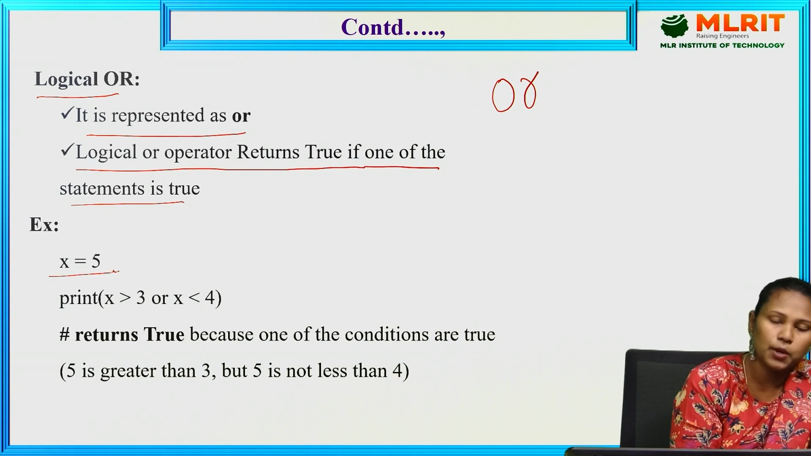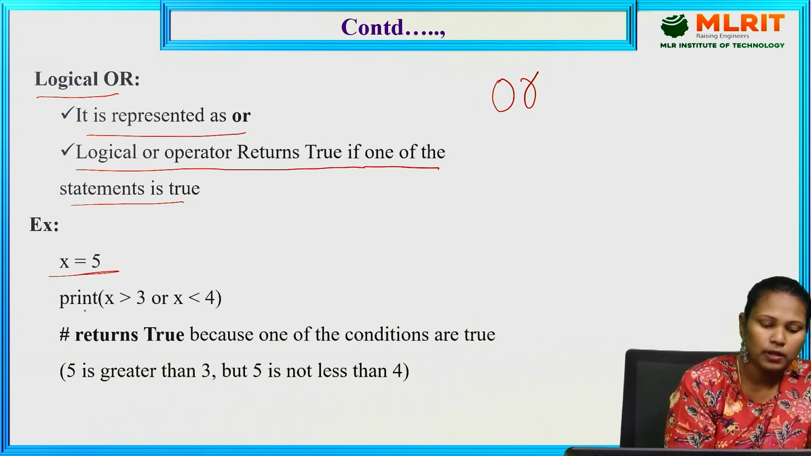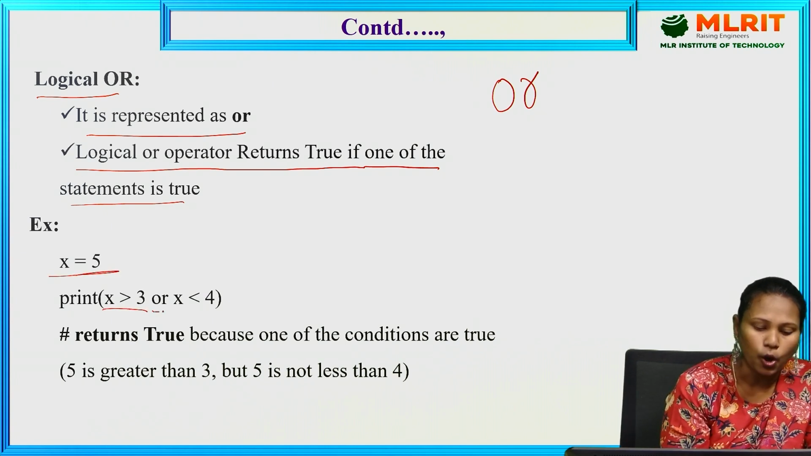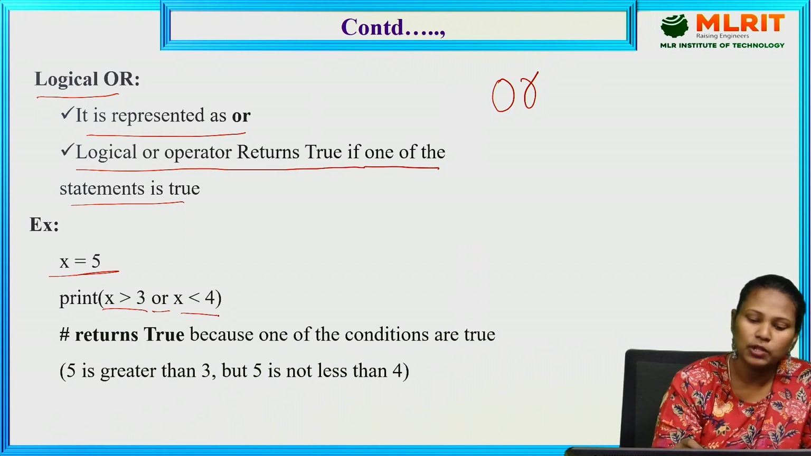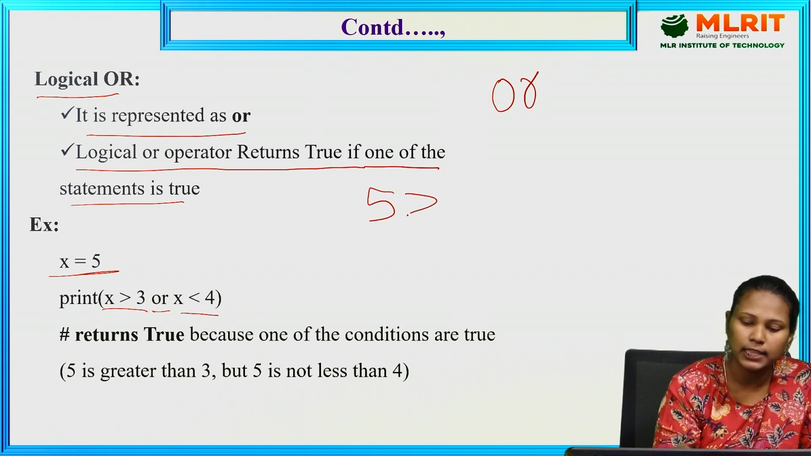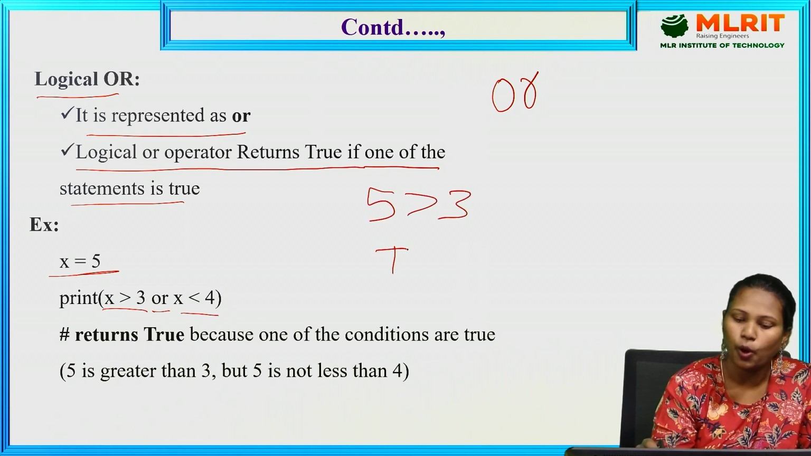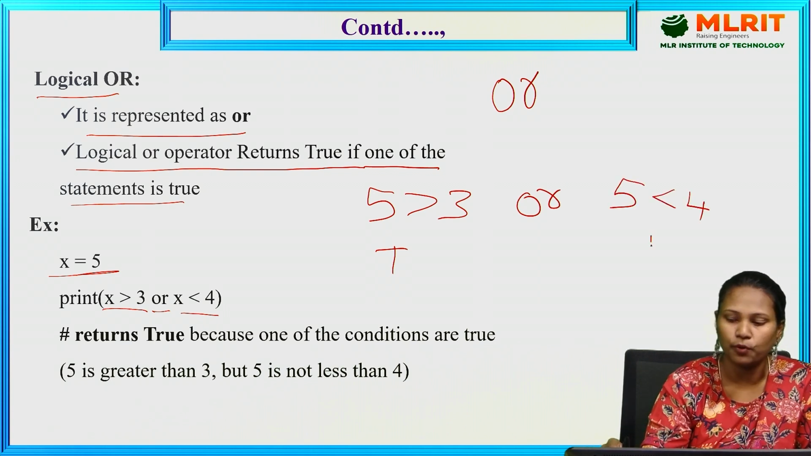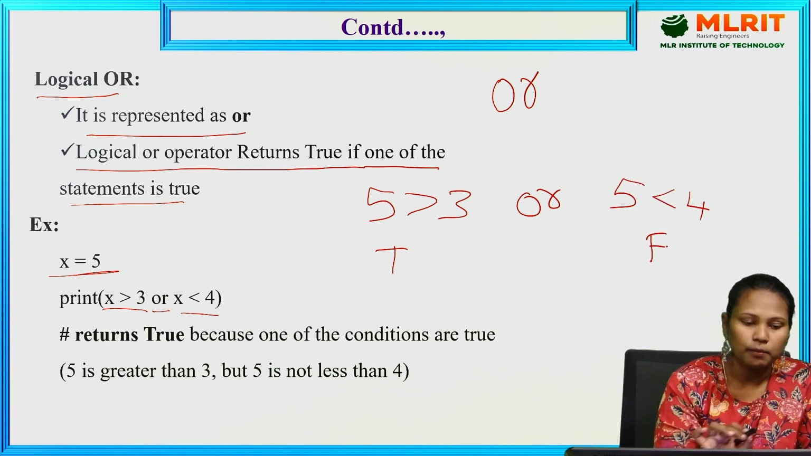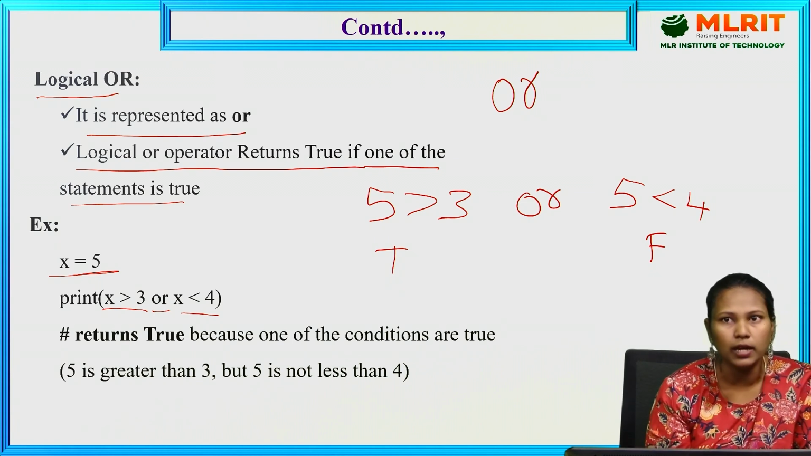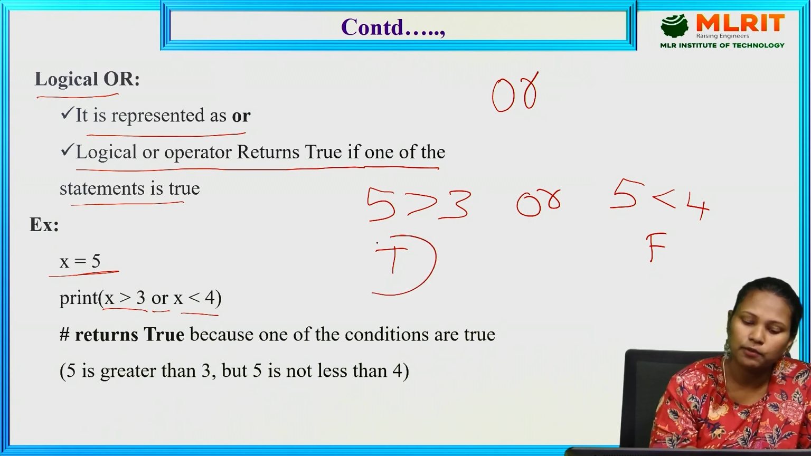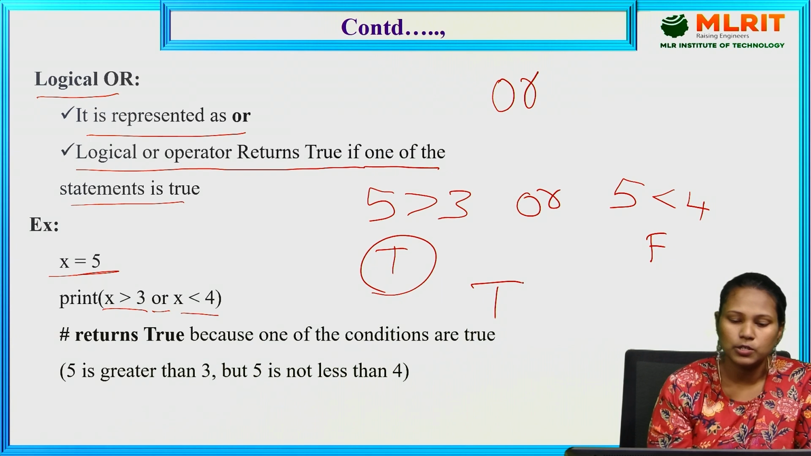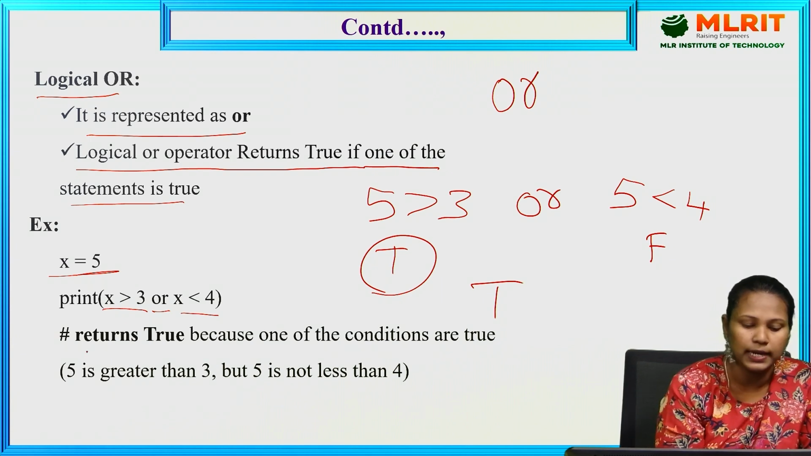So, x is equal to 5. x greater than 3 or x less than 4. The first condition, 5 greater than 3, is true, or 5 less than 4, which is false. So, in logical OR, if any one of the statements is true, it will be true. So the result is true, it returns true.